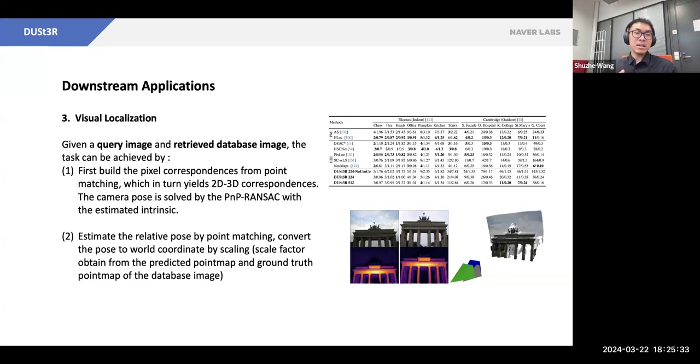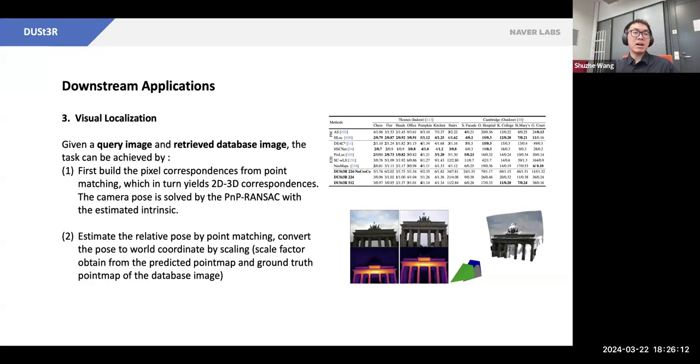And another approach is to estimate the relative pose by the point matches. Since we already have the correspondences between two images and also the intrinsics, we can directly estimate the relative pose between the two views, and then convert the pose to the world coordinate by scaling. The scaling means that for the predicted point map and the ground truth point map of the database image, we scale them by the median values, and then convert to the world coordinate.